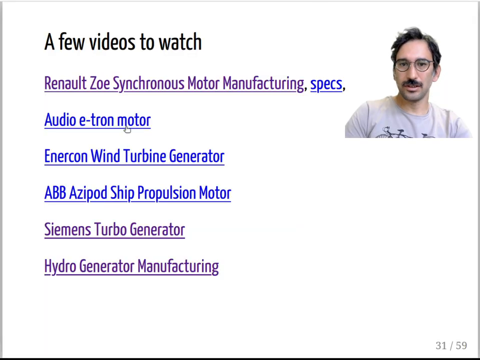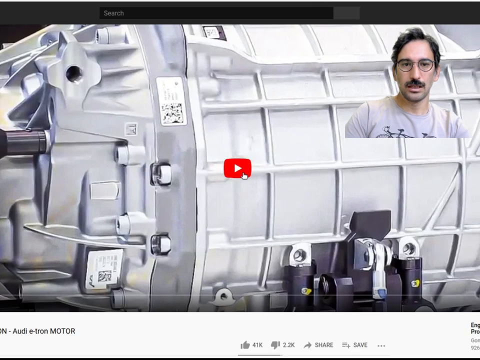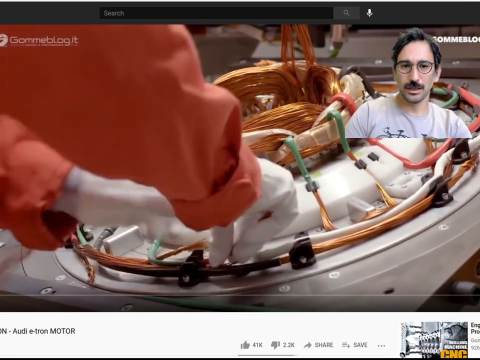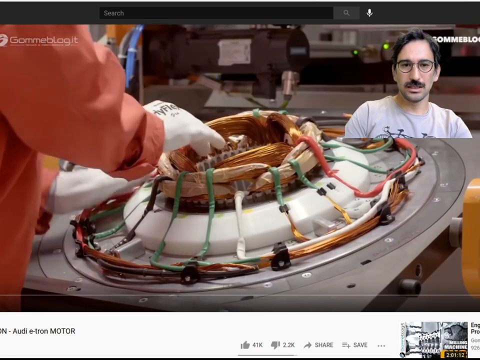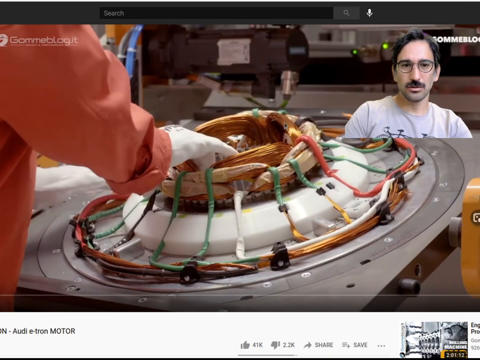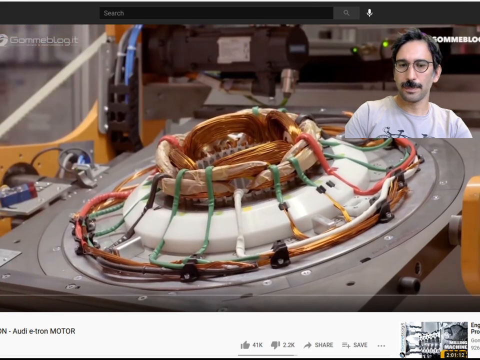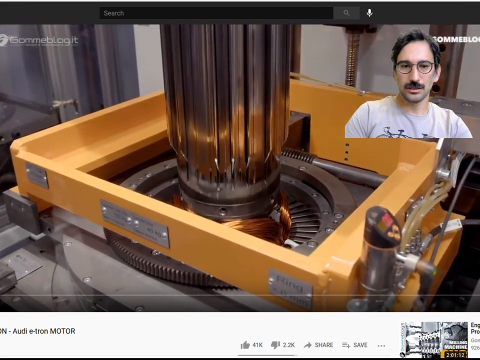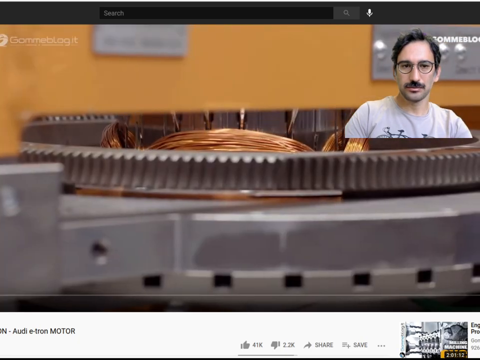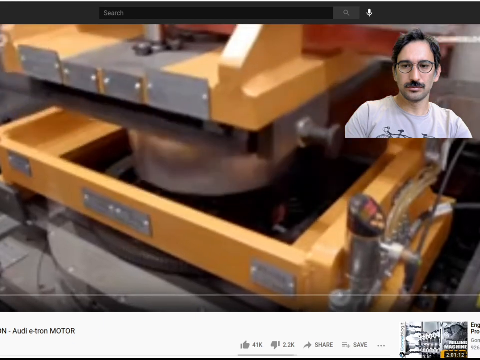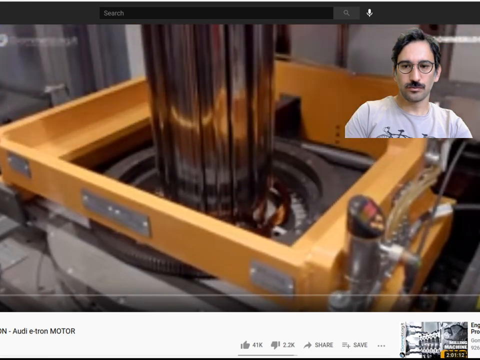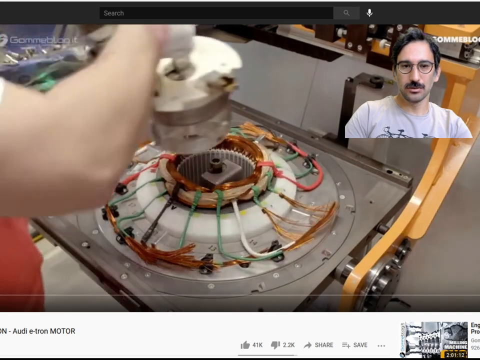Okay, let's look at a different brand, Audi. I think I wrote it wrong. The E-tron motor, right? Here you go. I think that one uses a permanent magnet rotor, if I'm not wrong. Anyway, I would like to show you another thing. So this is the stator. You see the windings, and all those connections are coming out, and they are put into some exact shape. Anyway, then they are installing those windings.